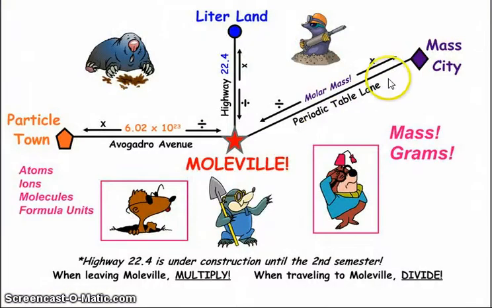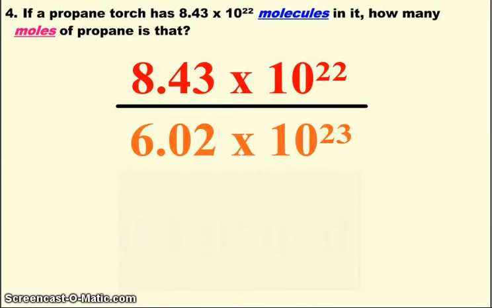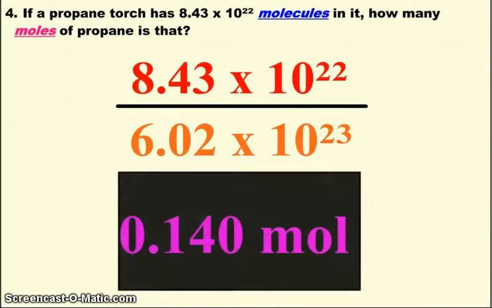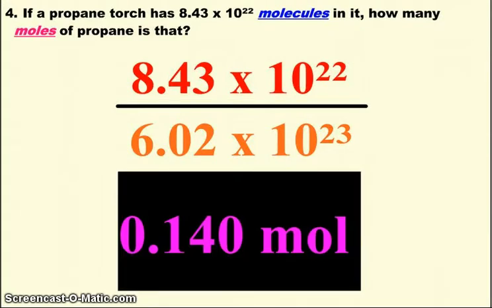So again, the first two questions used the periodic table to get us between mass and moles. That last question used Avogadro Avenue to get between particles and moles. And that's what the fourth question does as well. If there's that many propane molecules in a torch, how many moles is that? Then we simply divide by the chemist's dozen, 6.02 times 10 to the 23rd, and that's how we get the 0.140 moles.